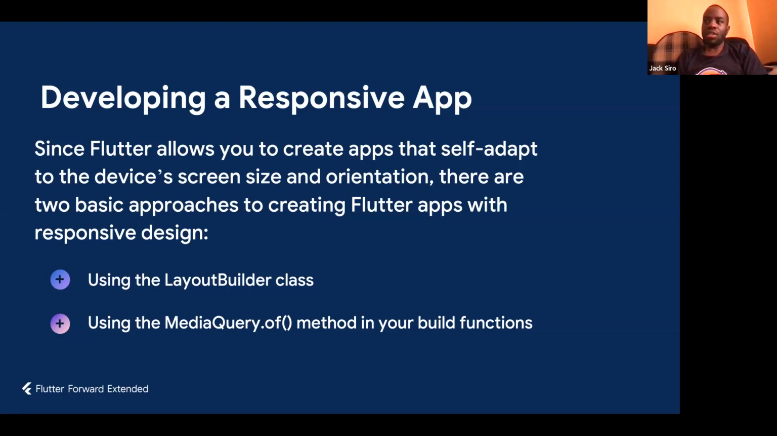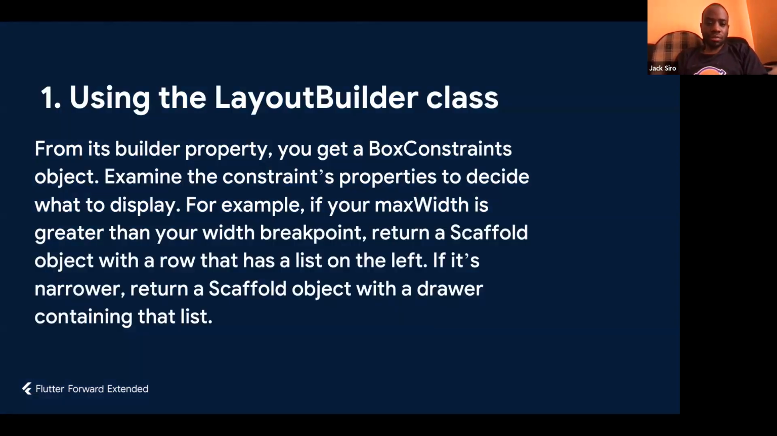And then you normally use it when you are looking for the size. So you will go to the layout builder class. From its builder property, you can get a box constraints object. So you examine the constraints properties to decide what to display. For example, if your max width is greater than your width breakpoint, you return a scaffold object with a row that has a list on the left. If it's narrower, it returns a scaffold object with a drawer containing that list.